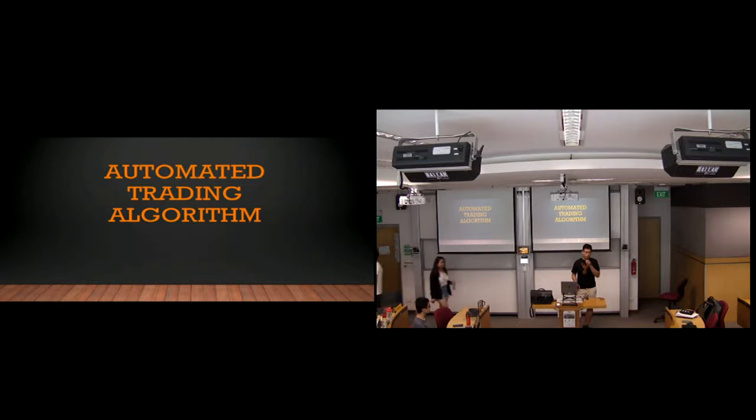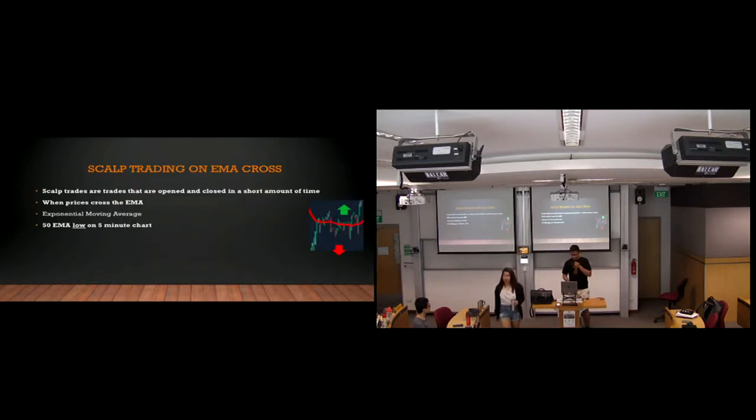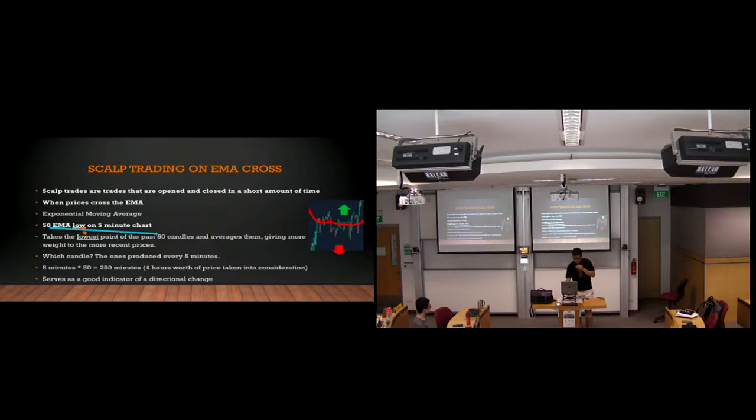The past like 8 months or so. So the algorithm uses scalp trading and it trades on the EMA cross, EMA being exponential moving average. What this does is that it takes the past 50 candles from the 5-minute charts. So it's like 50 times 5 minutes, or 4 hours' worth of time, and it creates this EMA line, which will give me an indicator of whether or not the prices are going up or down.